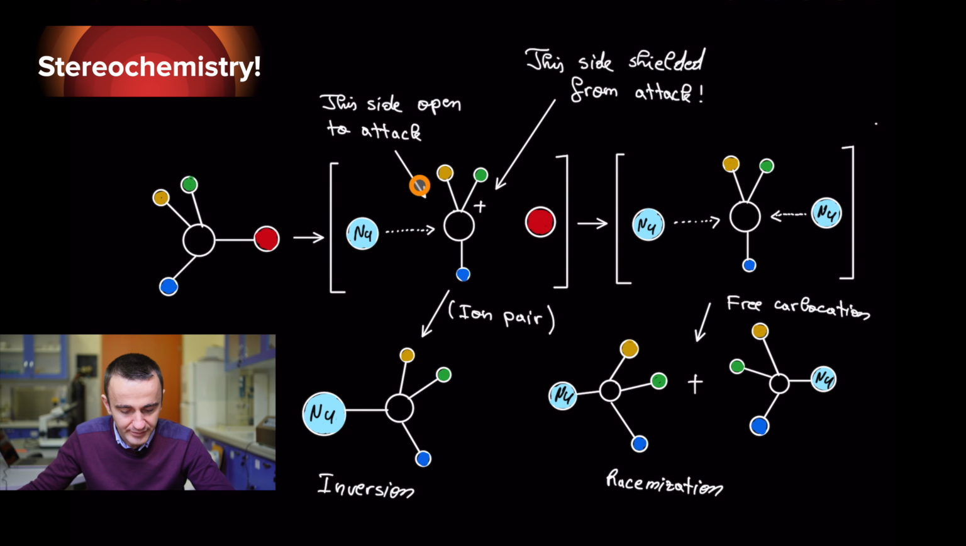As you can see here, this side is open to attack, but this side is shielded from attack at the beginning due to the anion, or the leaving group. And this is the effect of the ion pair. We see an excess of inversion on one side rather than on the other side. That's why we do not have a complete racemization.